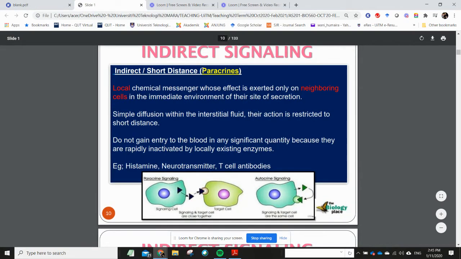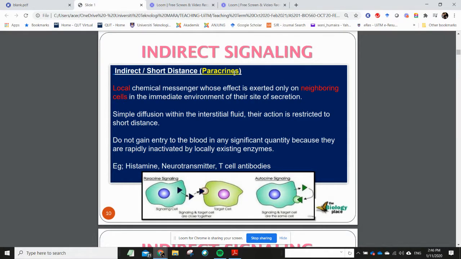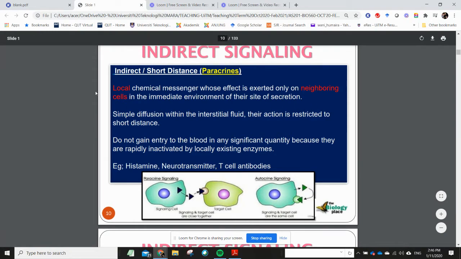So this is the first one, paracrine, short distance paracrine cell signaling. Local chemical messengers whose effect is exerted only on neighboring cells. So this type of cell signaling is a local cell signaling. Okay, meaning the traveling of the chemical messenger is not too far. Simple diffusion within the interstitial fluid, their action is restricted to short distance.